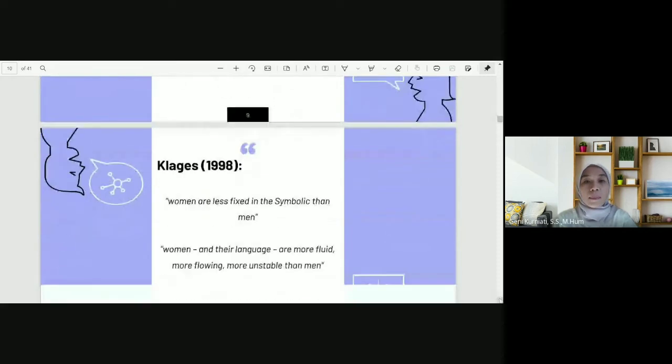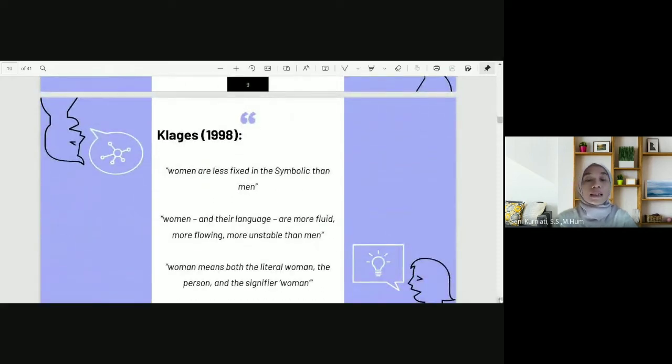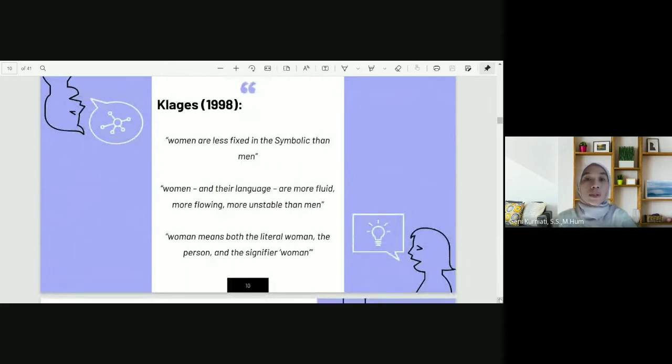Okay, and Clark's mentioned women are less fixed in the symbolic than men. Women and their language are more fluid, more flowing, and more unstable than men. Woman means both the literal woman and person and the signifier woman. So here Clark's tries to explore that being a woman doesn't mean that you're being feminine, but it's more than that, because being a woman is being fluid, that you can be feminine, you can be masculine, and it's not only in the symbol but also in reality, that a woman is the signifier.